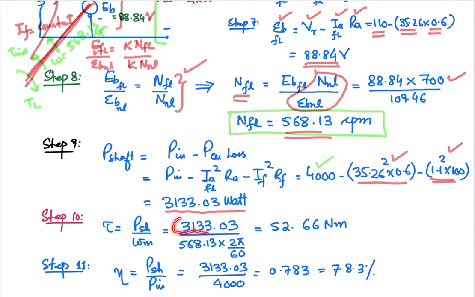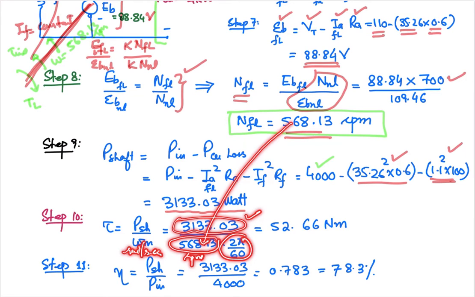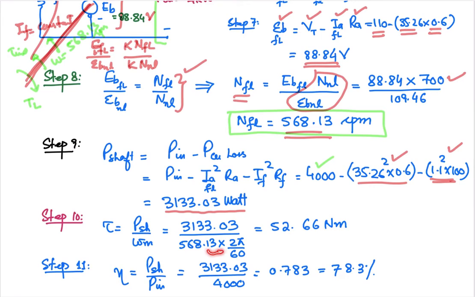You have determined the power available at the shaft. The speed at full load was 568.13, but it is in RPM, and over here it should be in radian per second. So you are going to multiply it by 2 pi by 60 so that it is converted into radian per second. So the torque will be 52.66 Newton meter.